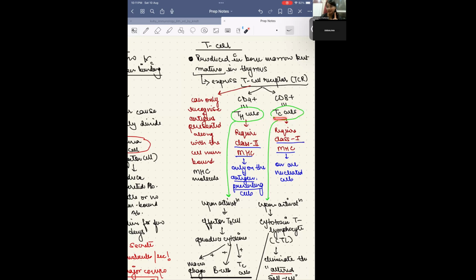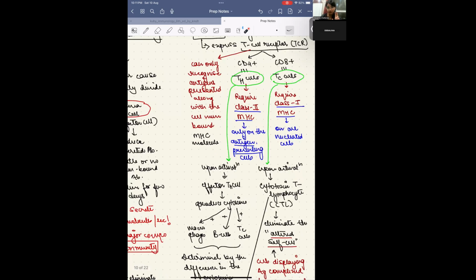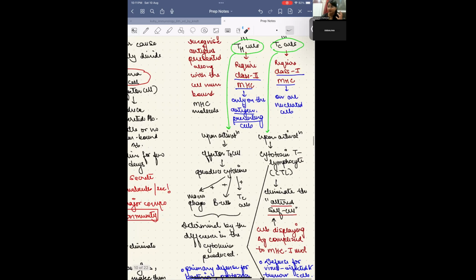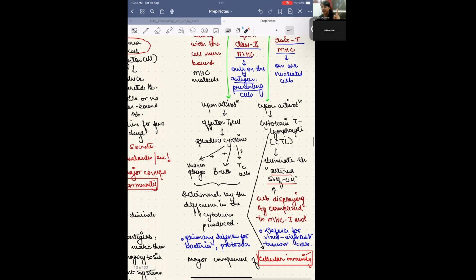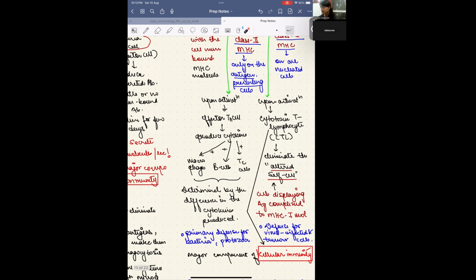So cytotoxic T cells, when they are activated because of this interaction, are going to bring about a killing function. Cytotoxic is something that is going to lead to cell death, right? So these cytotoxic T lymphocytes are going to eliminate the altered cells. So what are altered cells? Any cell which has the class 1 receptor molecules present on its surface with a foreign antigen, such cells are identified as altered cells.